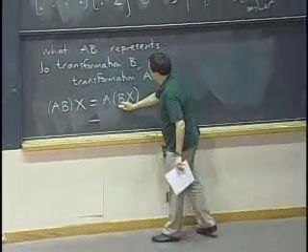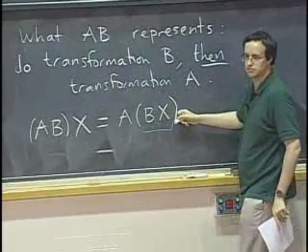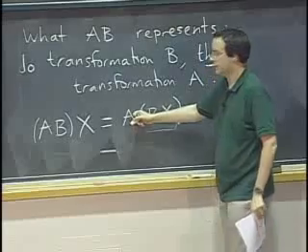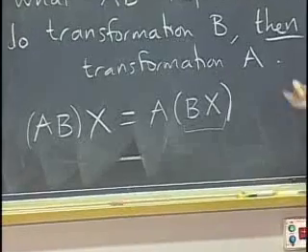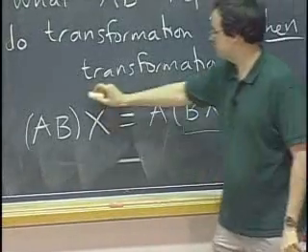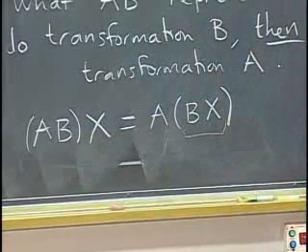So now Bx means we apply the transformation B to x. And then multiplying by A means we apply the transformation A. So we first apply B, then we apply A. That's the same as applying AB all at once.